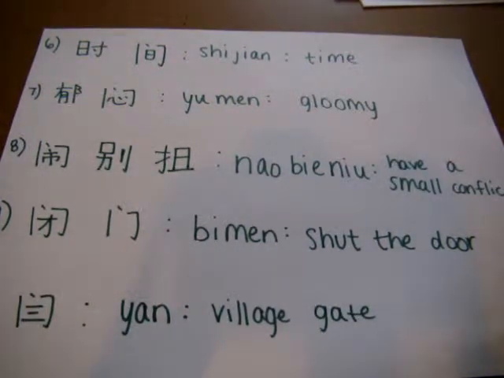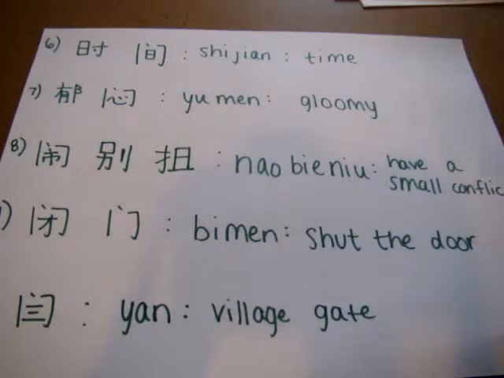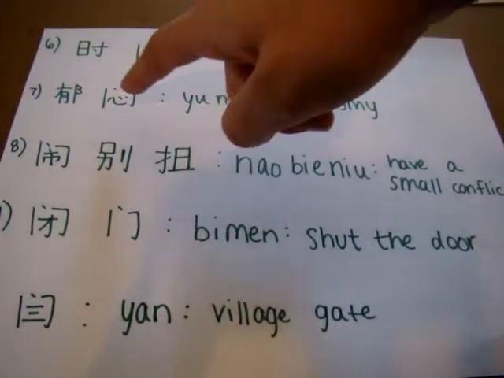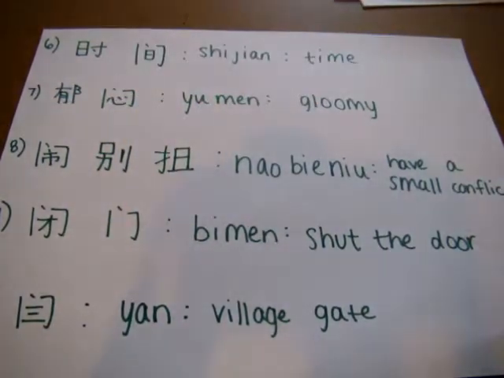So the first one here is shijian, and it means time. Basically, it's the same word as fangjian, so it also has that little door and closing radical right there. And maybe you could think, well, time goes out the door, you never get it back. And then you have gloomy, which is yumen, and maybe you could think, oh, your heart is really gloomy when you're inside or indoors, as you can see the heart inside the door radical.